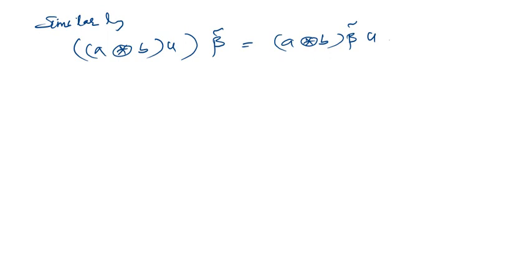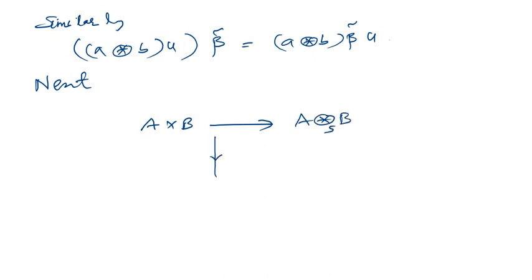Now we have to prove that the triangle commutes. So next we have this. Actually you have to make this triangle commute. It's A cross B to A tensor B over S, and then this is the tau natural map, and this is your beta for C, and this is the beta tilde. You have to prove that tau natural beta tilde is equal to beta.